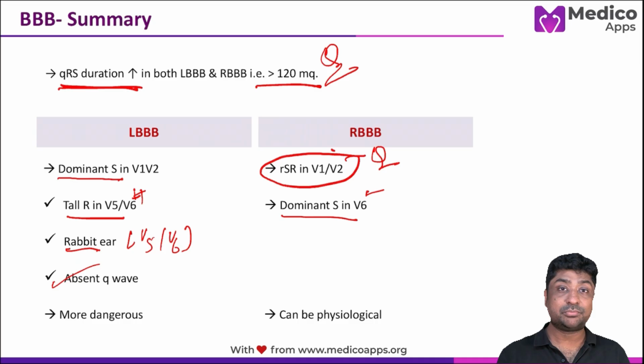One important clinical point: LBBB is more dangerous. It's often associated with structural heart disease and can mask or mimic myocardial infarction. On the other hand, RBBB can be physiological, especially in younger patients without underlying disease. It's usually less concerning unless new or symptomatic.